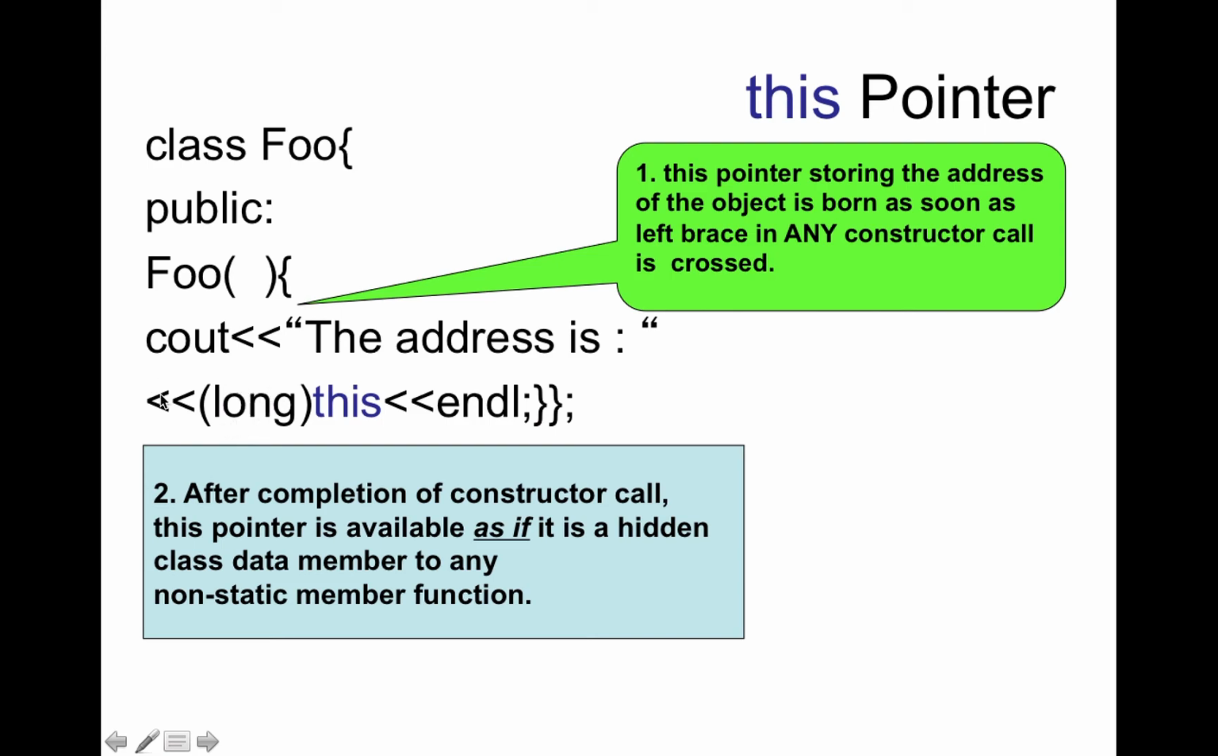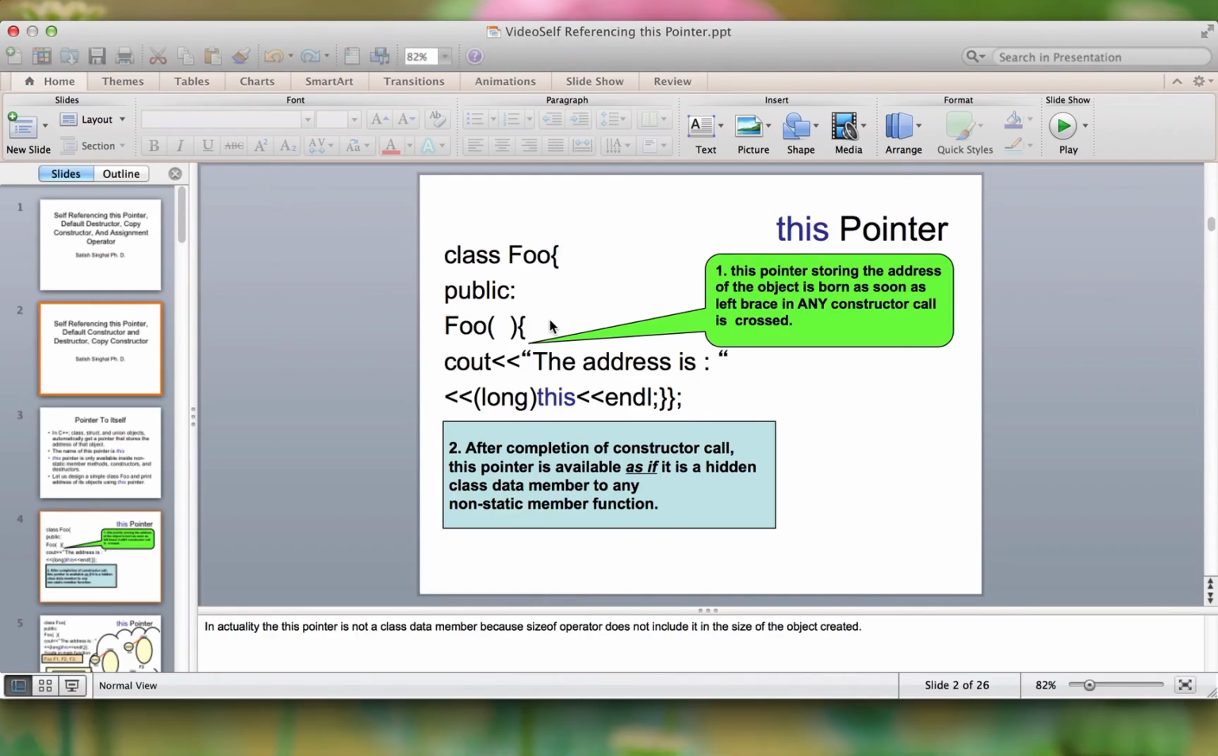After the completion of the constructor call, this pointer is available as if it is a hidden class data member to any non-static member function. So here I'm trying to print the address of this object itself. If it's a pointer to this object, then it stores the address of the object, and casting it to long type is simply to avoid hexadecimal numbers being printed. Okay, so let's look at this one in Xcode.